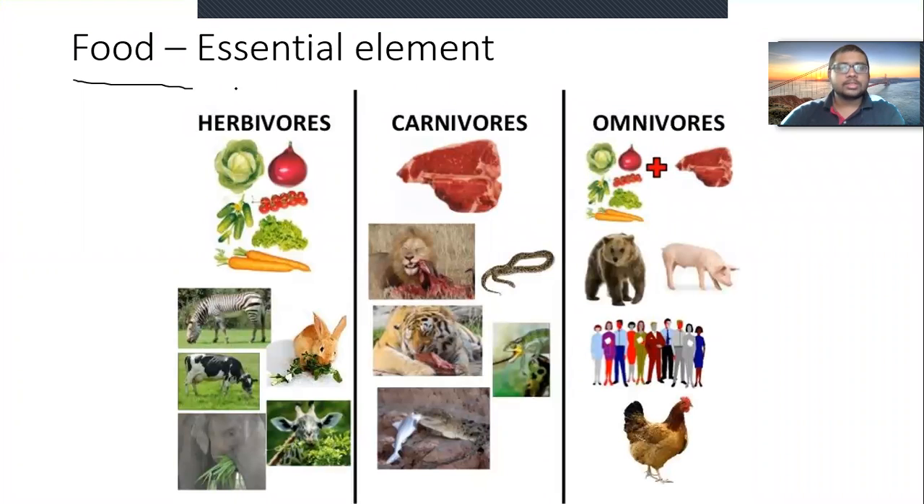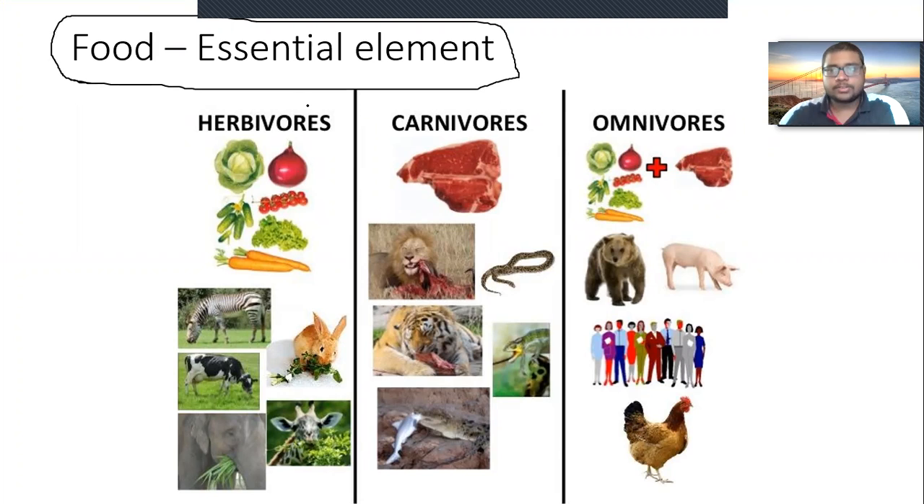So, food is an essential element, isn't it? Food is a very essential element. When you get hungry, you ask your elders in your home for food, isn't it? The tasty food they give you and you eat, isn't it? There are also many animals that require food. Let us study what they require. What are their favorite foods? Let us study them.